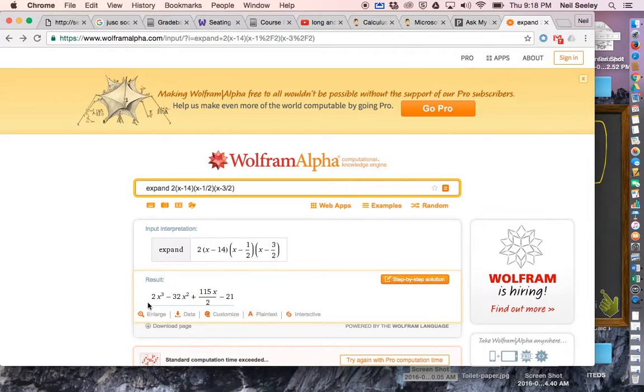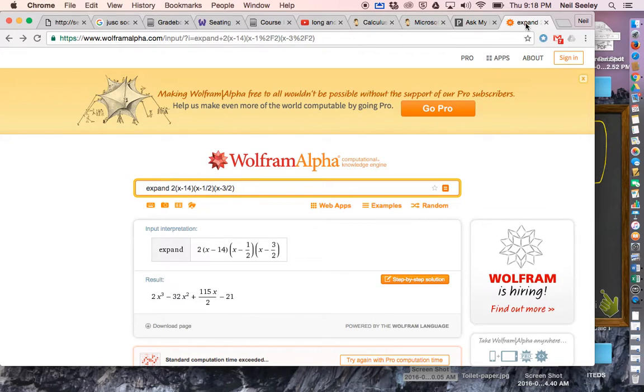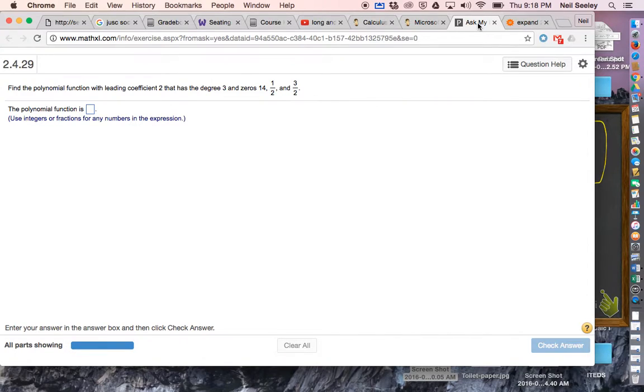Down below here is the result that they want in MyMathLab. If you can read this: 2x cubed minus 32x squared plus 115x over 2 minus 21. That's probably what they're looking for. The 115 over 2, you could probably make a decimal, but that's something to try. If it doesn't work, let me know, and I'll go ahead and make that work for you. But the first thing I would try is to type in this result here, because I think that's what they want. If they want something else, we can work with it.